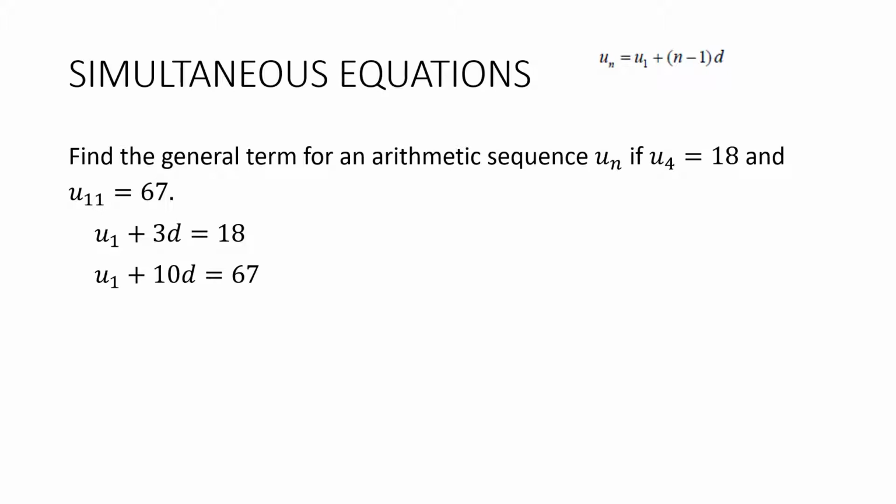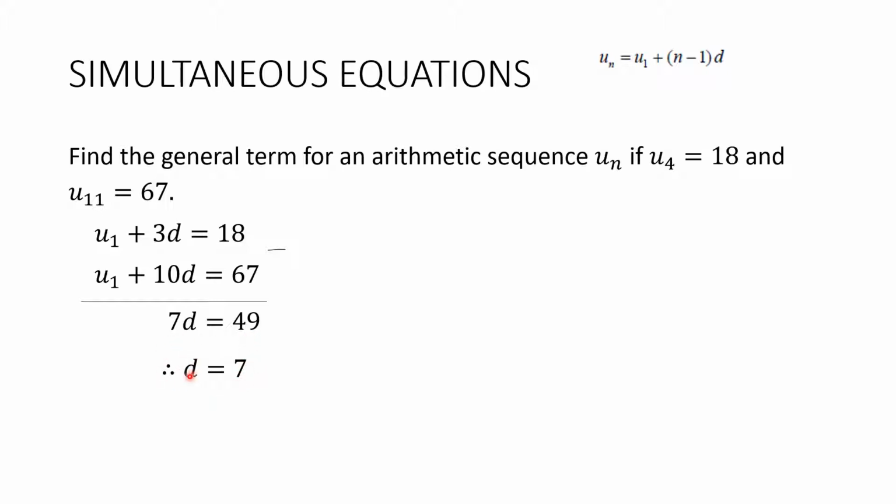We're going to use the elimination method. So I'm going to subtract. I'm actually going to subtract from the bottom up so I avoid negatives, which is perfectly fine. I'm not going to spend time rewriting it with this equation on top. I'm going to go 10d take 3d is 7d, and 67 take 18 is 49. Divide both sides by 7, and d is equal to 7. If you did it this way, all that will happen is you'll get negative 7d equals negative 49, and the negatives will cancel out, so you get the same answer.